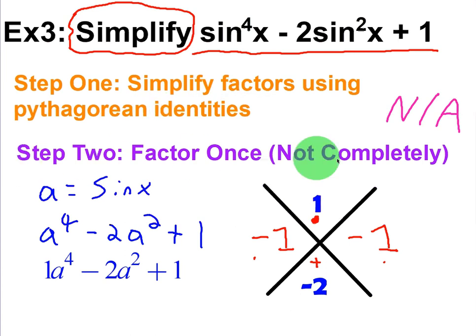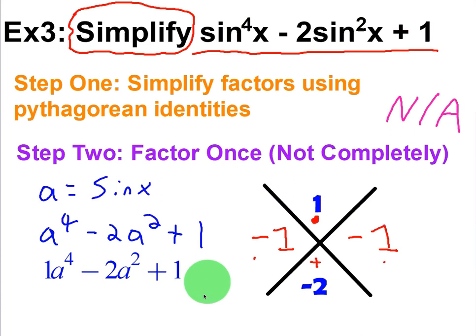Step 2 is to factor once, not completely. So it turns out I can factor this expression. We did something like this in the factoring trig expressions lesson. I'm going to replace sine with a. So now I just have a to the fourth minus 2a squared plus 1. That way I can easily see I can use the x method. Two numbers that multiply to give me 1 and add to give me negative 2 are negative 1 and negative 1.